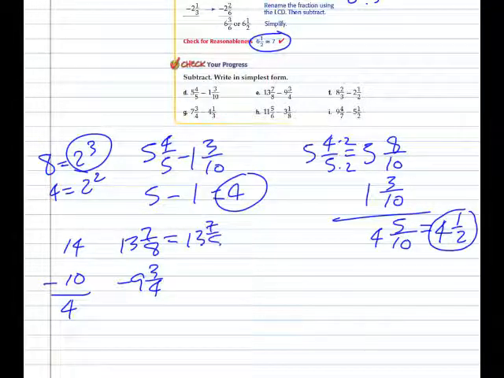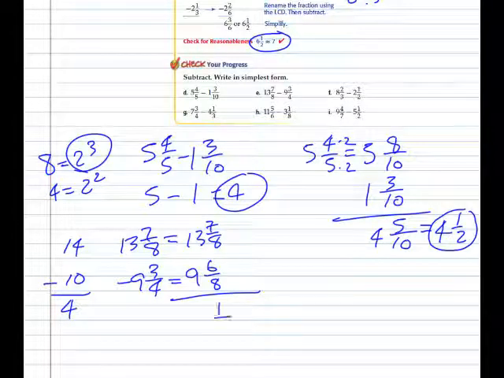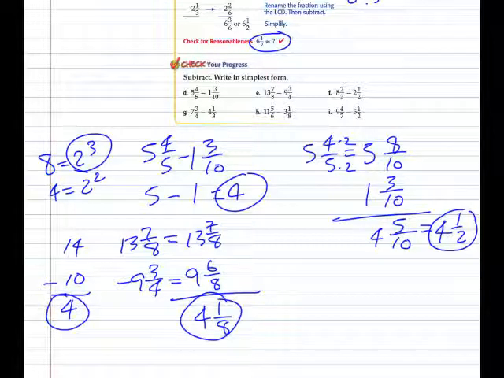13 7/8, no need to rewrite. 9 3/4 becomes 9 6/8. Subtract the fraction parts. 7 minus 6 is 1. Keep the denominator. 13 minus 9 is 4. 4 1/8. Very close to our estimate of 4.